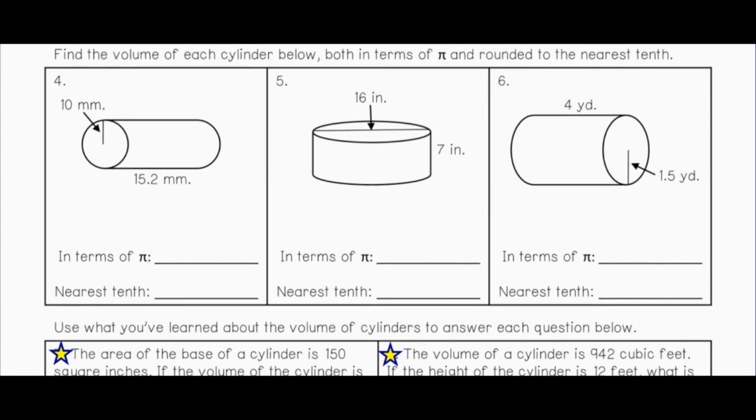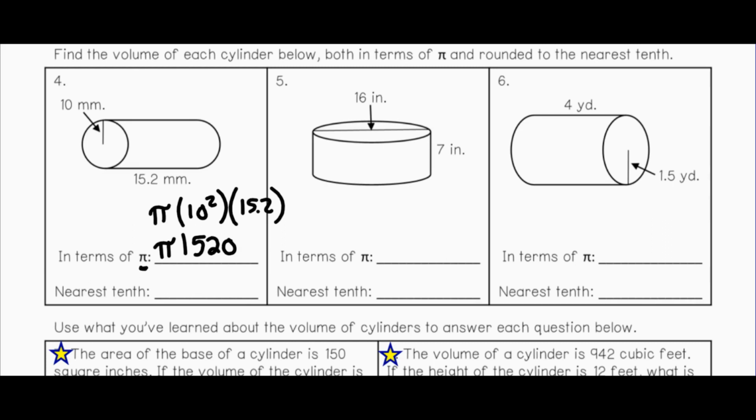So for example, number 4, find the volume of each cylinder below, both in terms of pi and rounded to the nearest tenth. So in terms of pi, for the formula, we would do pi times r squared times h, so our radius is 10, and our height is 15.2. So when we leave it in terms of pi, we don't multiply the pi symbol, we keep it there, and all you're doing is 10 squared, which is 100, times 15.2 to get 1,520.